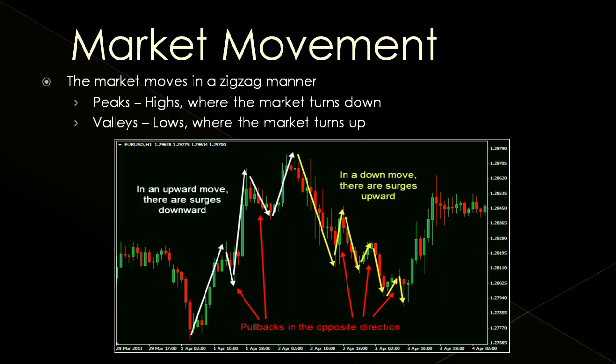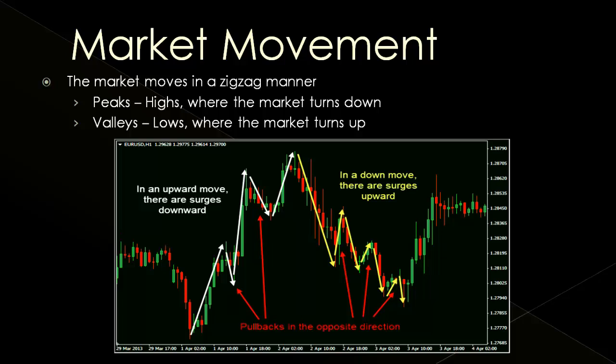If you refer to the chart once again, you'll notice that the white arrows show an uptrend. Price is moving upwards, but then stops for a while and pulls back in the opposite direction. It then continues to move upward again and then pulls back again in the opposite direction. If you look at the yellow arrows, this shows a downtrend. Price moves downwards in a strong move and then pulls back again in the opposite direction. Price then resumes the initial downward move, and again, after a while, it will pull back in the opposite direction. So the market keeps zigzagging in this fashion.